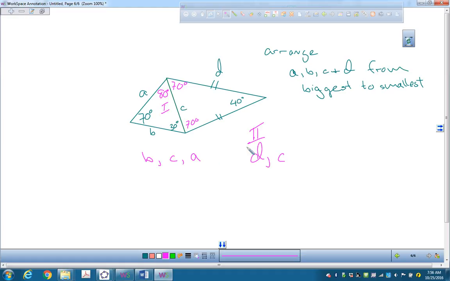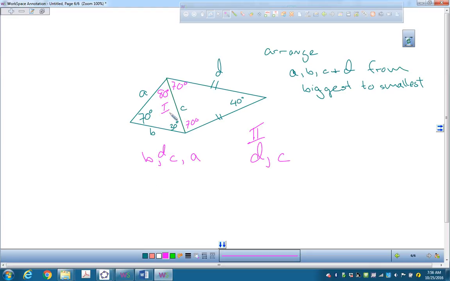So do you know that D is necessarily bigger than B? Is D bigger than B? Well, it might be, it might not be, but you don't know for sure. You understand why? Because they're two different triangles, right? So you know that D is definitely bigger than C. So D would have to go here.